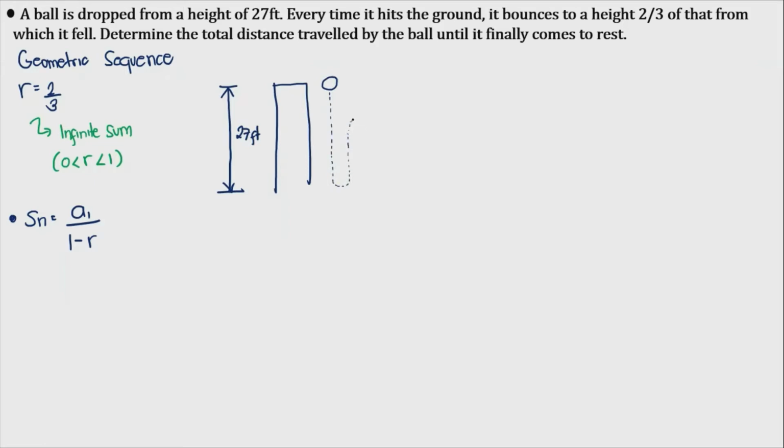So, ano yung 2/3 ng original height natin? Original height natin is 27. 27 times 2/3, 18. Then, nag-bounce na naman. Ano yung 2/3 ng 18? 12. Then, nag-bounce na naman. Ano 2/3 ng 12? 8. Ito na yung bola. So on and so forth.